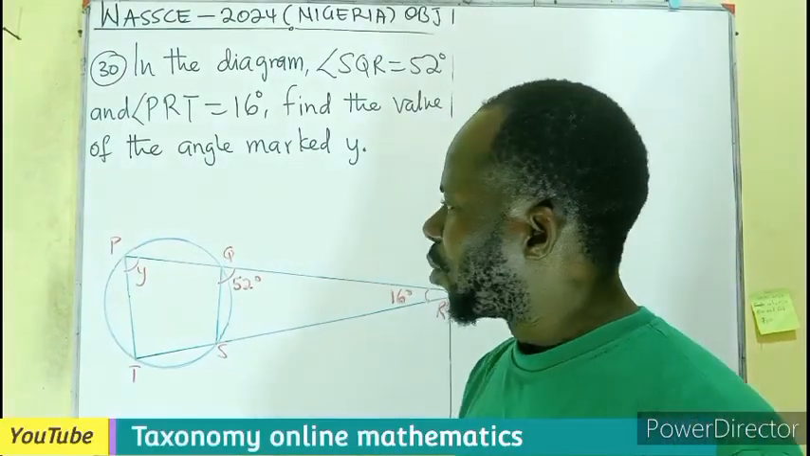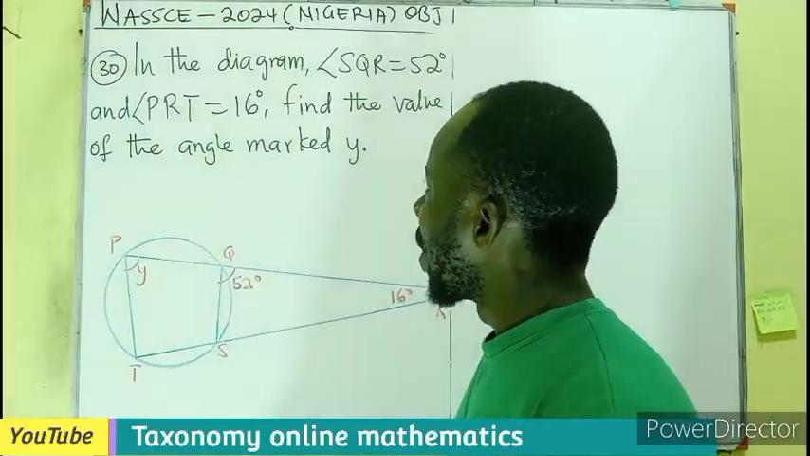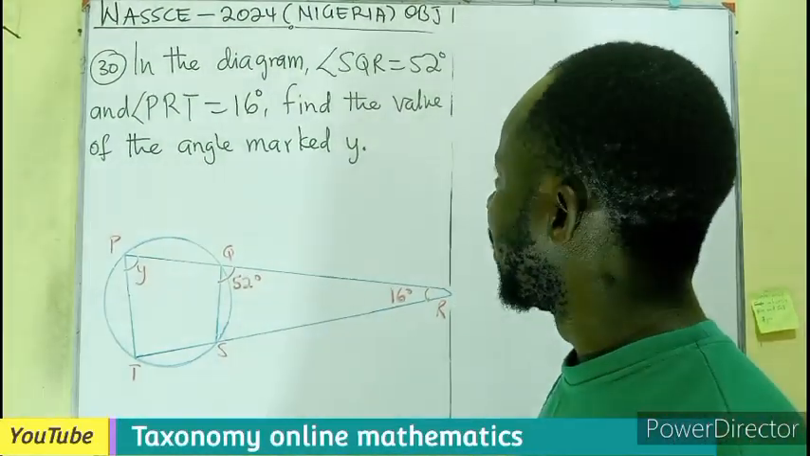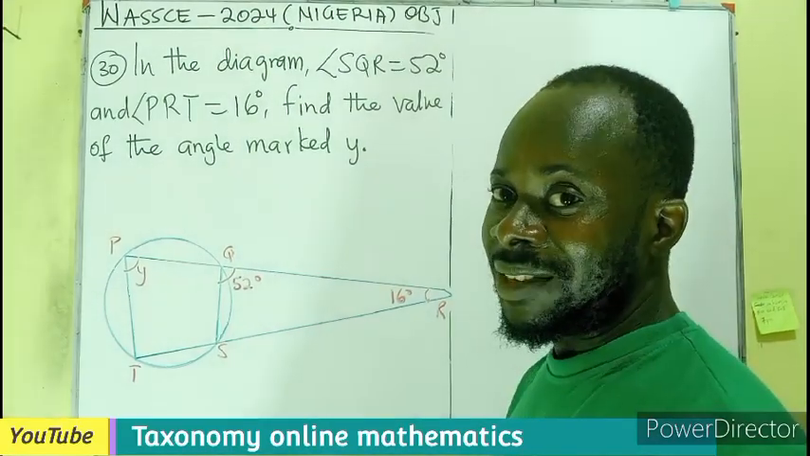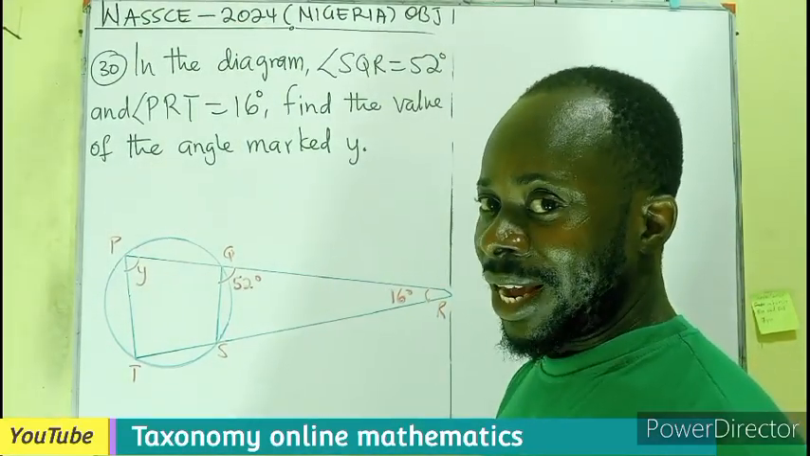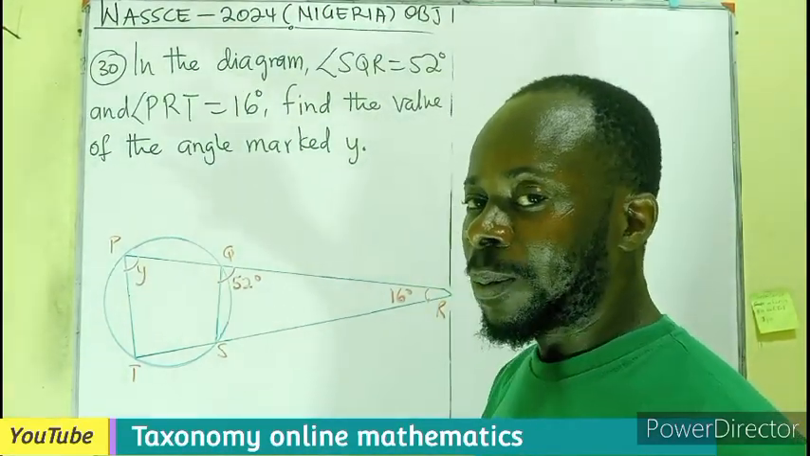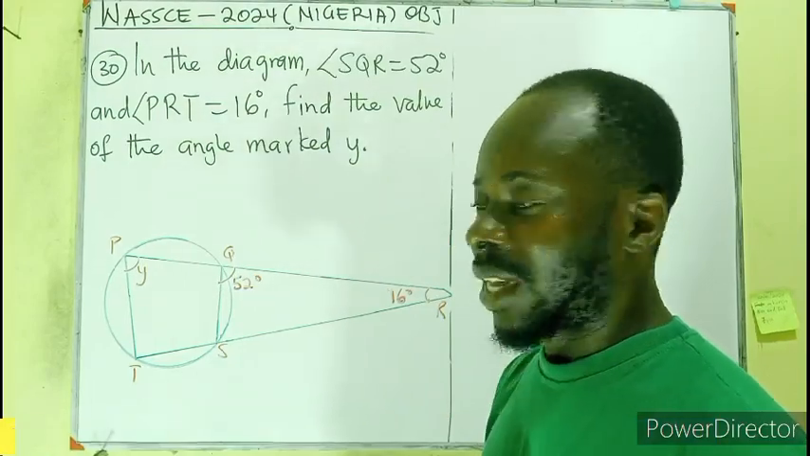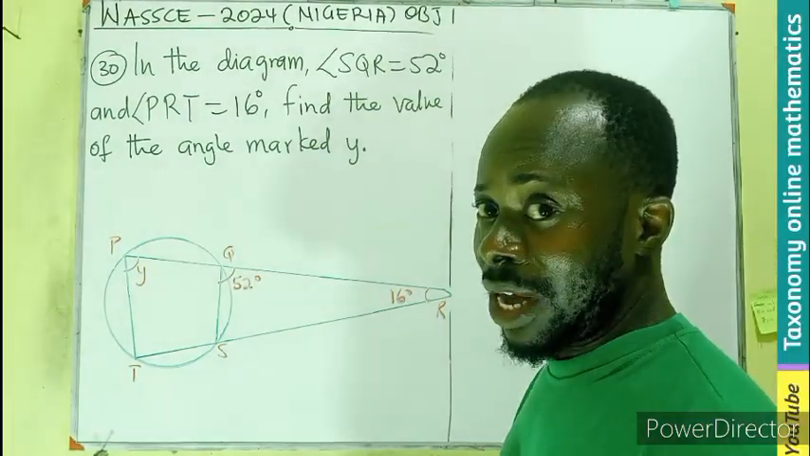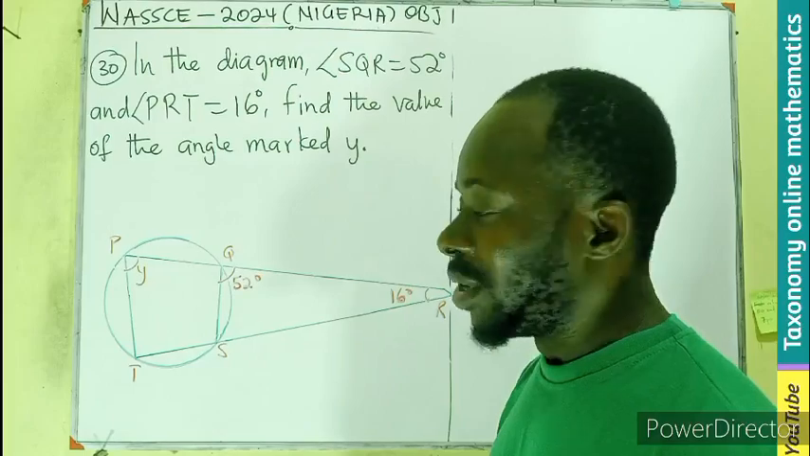Hello viewers, can you provide an answer to this question? WASSCE 2024 Nigeria edition. Question 30 is on circle theorem. We have dealt with so many theorems or questions on circle theorem, so I think you can do this within some 3 minutes.